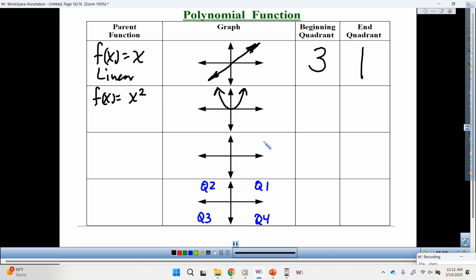Once again, if we read that graph from left to right, what quadrant does it start at? 2. That is correct. And where does it end? At 1. From there, let's go to the next parent function, f of x equals x cubed. And it looks like this. What quadrant did it start and what quadrant did it end? Starts at 3 and it ends at 1.